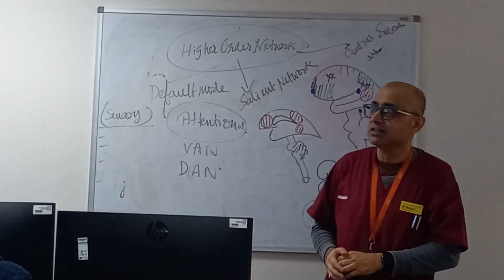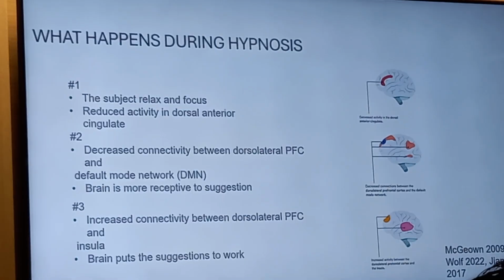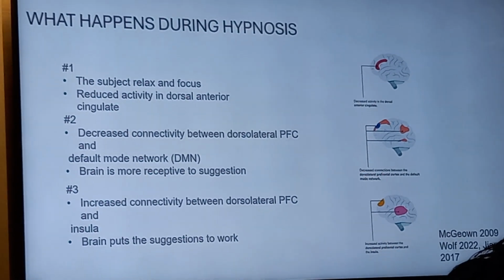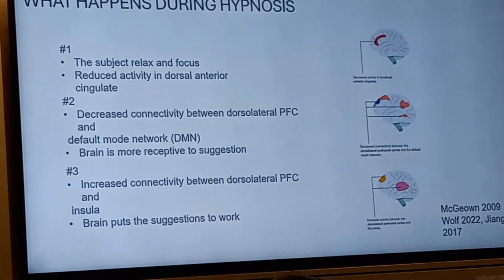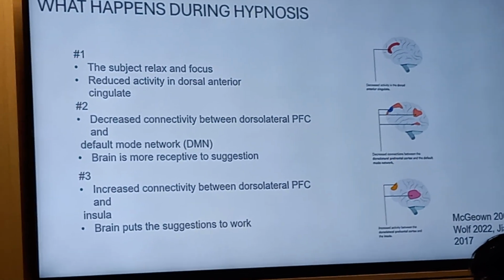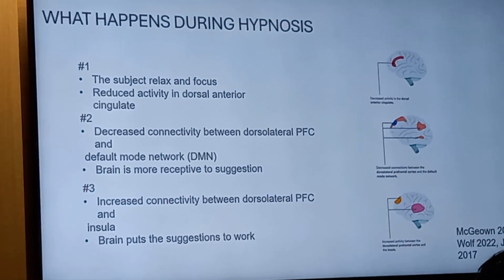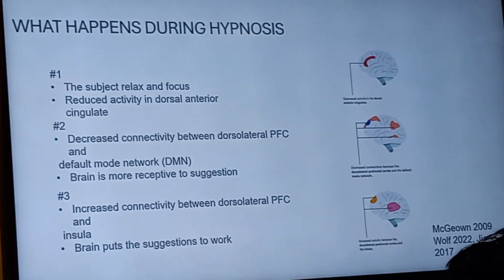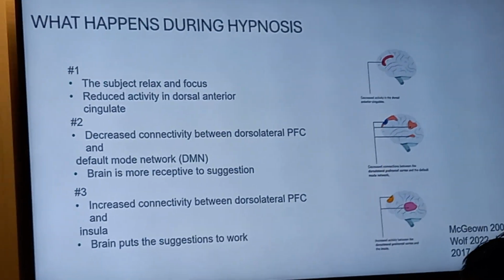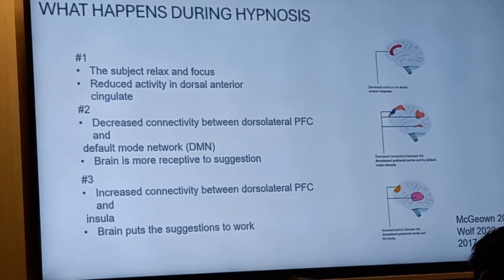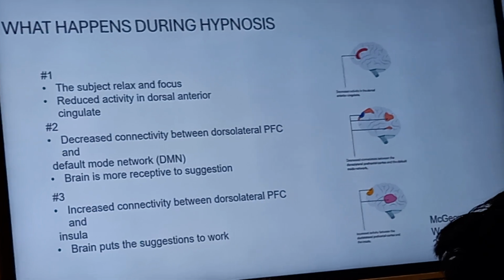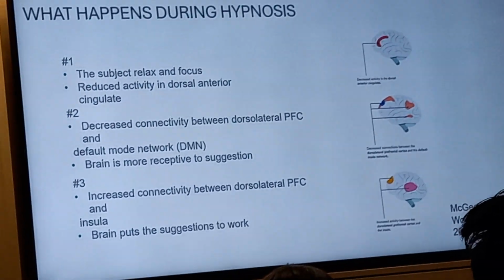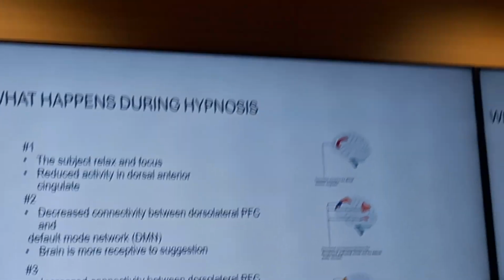So this is again a slide showing what happens during hypnosis. Subject relax and focus. Reduced activity in the dorsal anterior cingulate. So it's a part of the cingulate cortex. It is divided in two parts. One part gets inhibited, and there is decreased connection between the default mode network and the central executive network and the salient network, and prefrontal cortex gets more active. That is central executive and the salient network, they are more active, and that's what gives the reality.